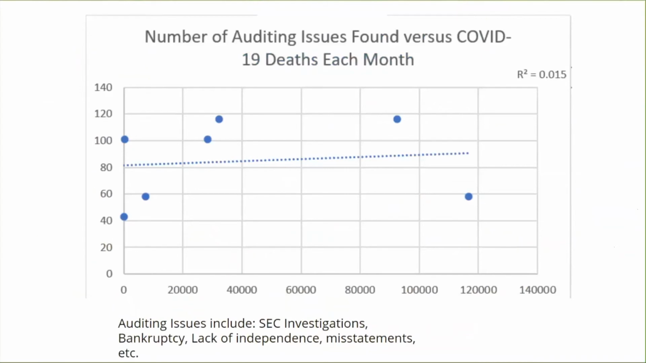So this is not a formal regression analysis, but there appears to be no correlation between the number of auditing issues, which includes SEC investigations, bankruptcies, lack of independence, so like negligence, malfeasance, investigations and accusations, with COVID-19 deaths in each month between February 2020 and July 2020.